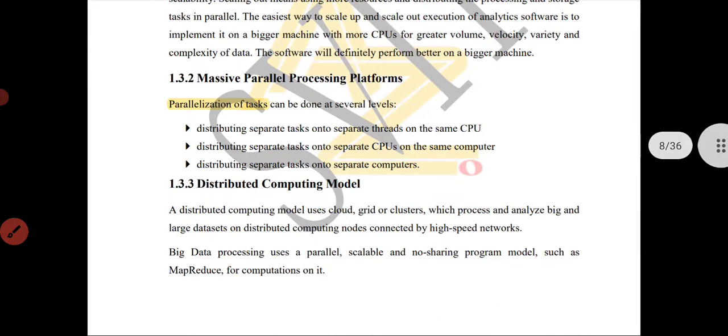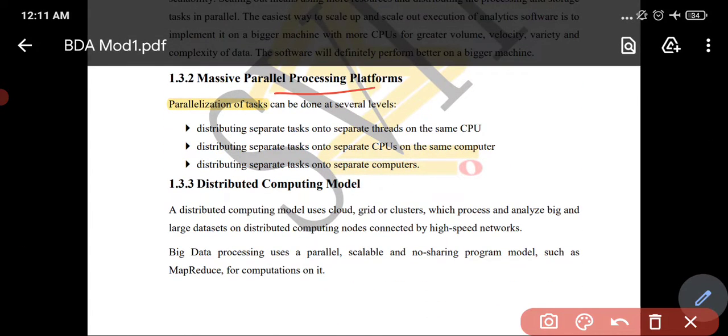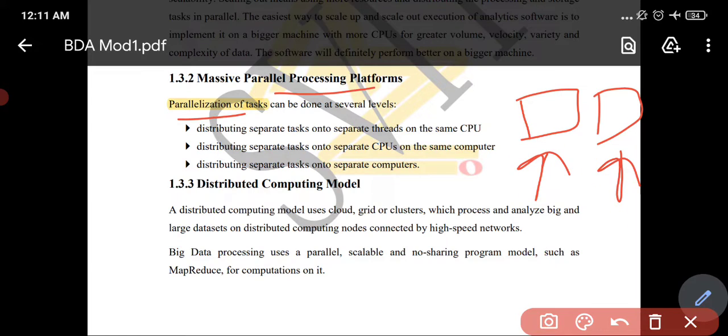That is nothing but scalability. And then parallel processing platform. Parallel processing is nothing but, as I said, two tasks working simultaneously. Here, distributing the task, how can it be done?